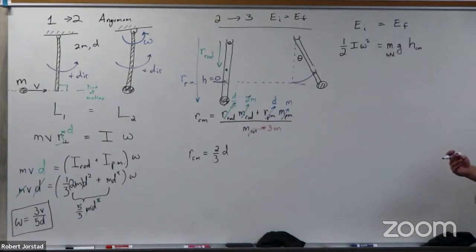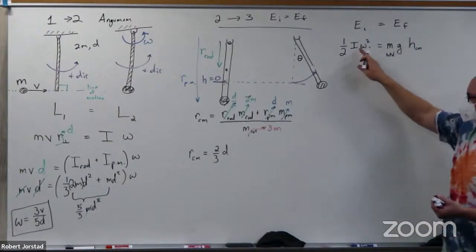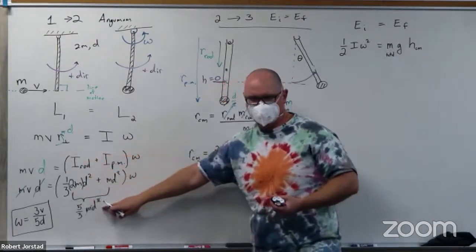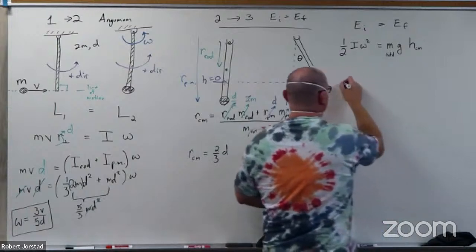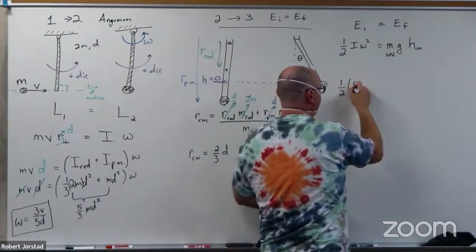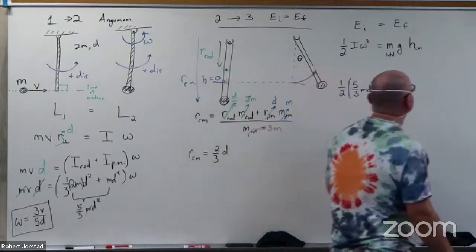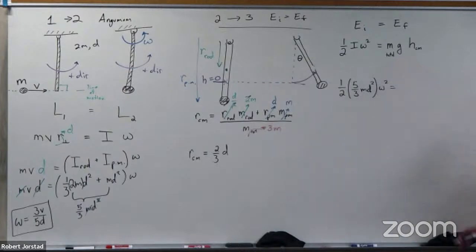Well, I think we know the moment of inertia from the previous problem. Wasn't that 5/3? Isn't that the moment of inertia right there? You see it? So we've got 1/2 of 5/3 md squared times omega squared. What's the total mass? 3m, times g. What's a good way to figure out the height of the center of mass?